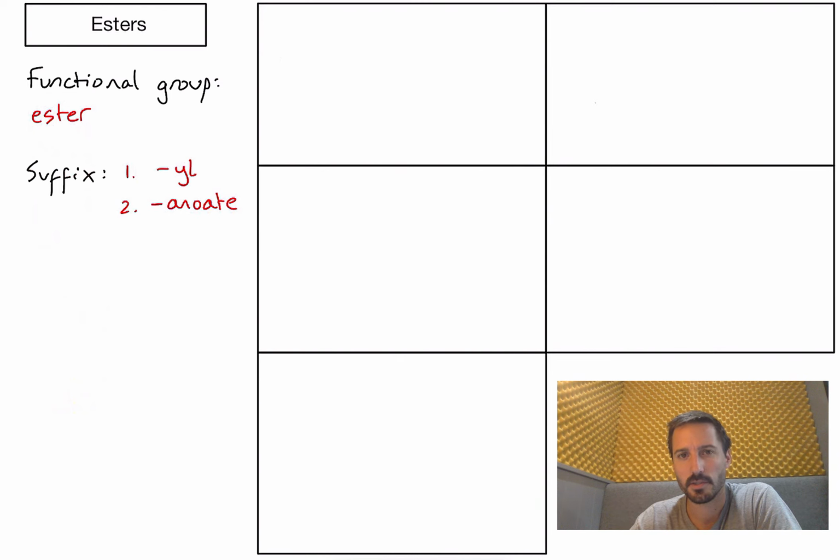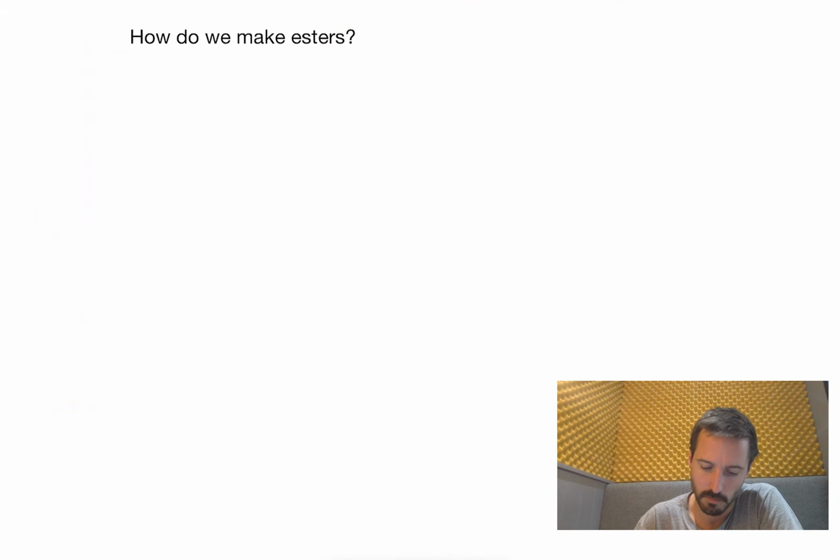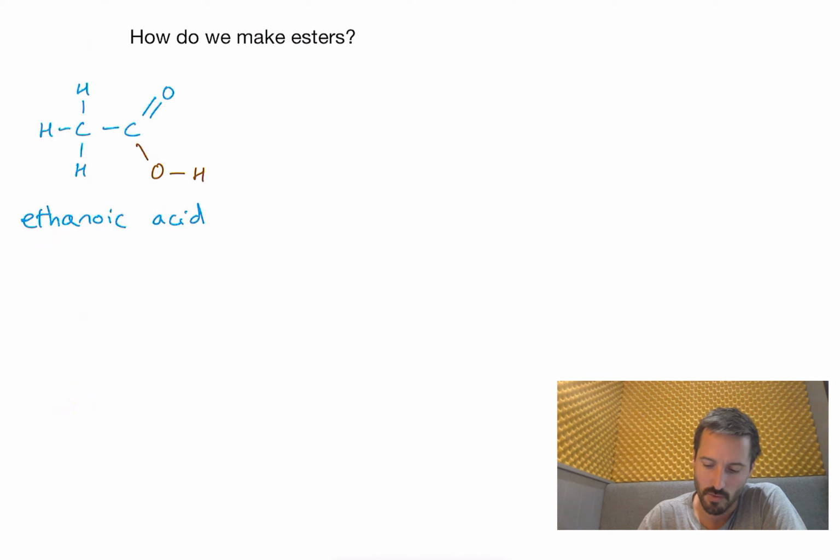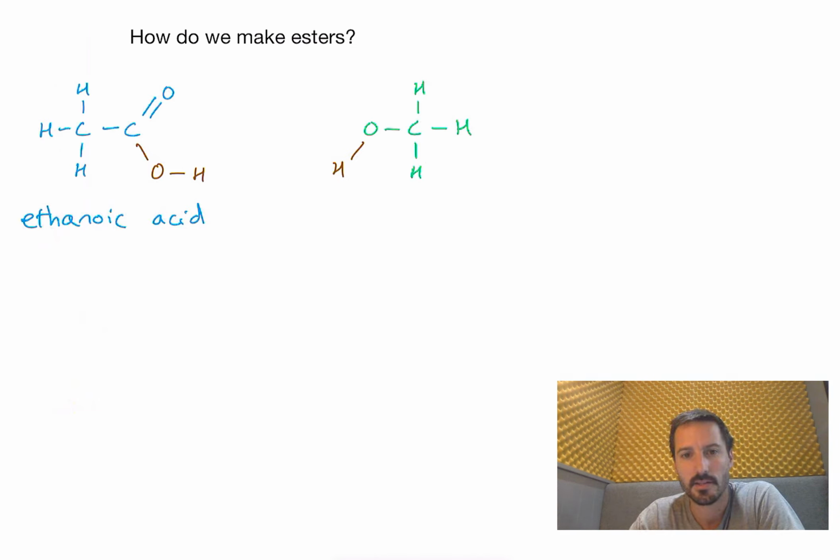And before we look at some examples, what we want to do is first of all know how esters are made, because that's going to help us name them. So let's first of all take an example of how to make an ester. The first thing we're always going to need is a carboxylic acid, and in this case this has two carbons, so the name specifically would be ethanoic acid. We need to react that carboxylic acid with an alcohol, and in this particular alcohol I've got one carbon, so that is going to be methanol.